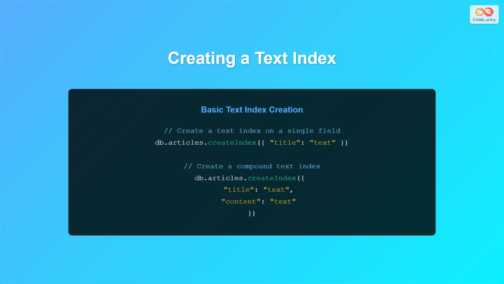Here's how to create a text index in MongoDB. To create a text index on a single field, use the command db.articles.createIndex with the field name and the string text. To create a compound text index on multiple fields, include all the desired fields with the string text in the createIndex command. A compound index allows you to search across multiple fields at once.